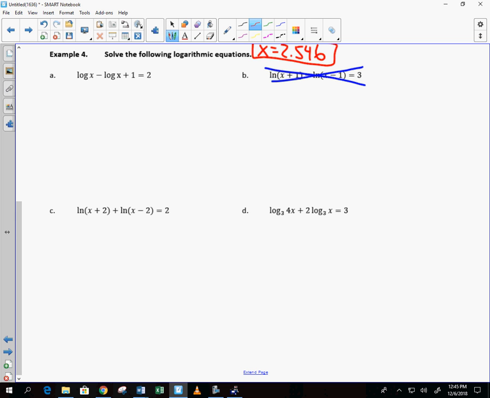Log of x minus log of x plus 1 is equal to 2. Oh no, I have 2 logarithms. The world is coming to an end. I shall quit and give up. Or maybe somebody in here has the aha moment and they know what to do. Like any good teacher, I would prepare you to handle this problem. Like maybe something I showed you yesterday.